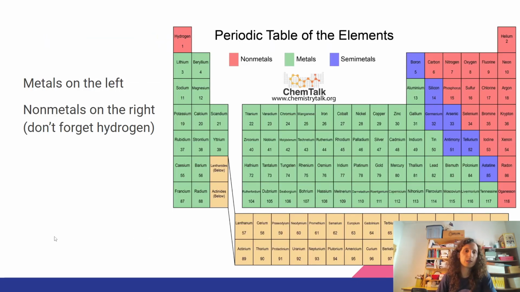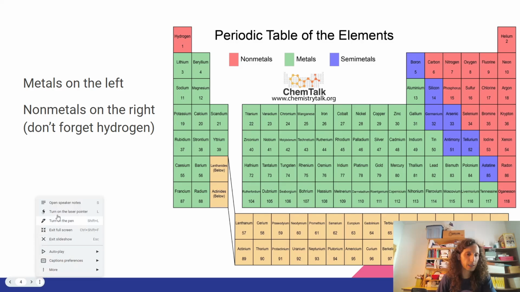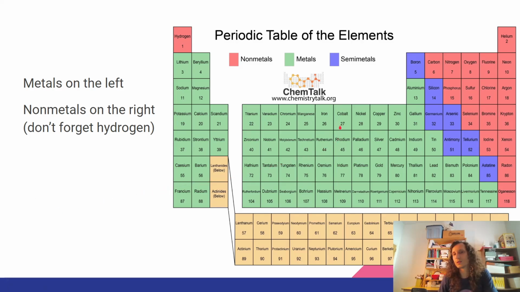All right, so what do we need to know in order to access this? I just wanted to remind us, when we say metal, non-metal, what do we mean? Metals are all these in green, right? So everything to the left of that stair-step line that starts under boron and keeps going down. And non-metals are everything to the right.